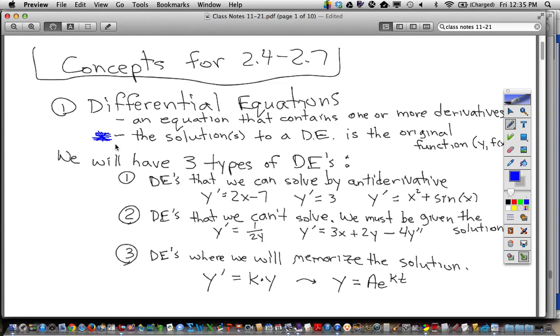Okay, if you want to get them, but the solution to a differential equation is the original function y equals f equals h equals p equals whatever, with no primes on it and only x's or t's or whatever the input variable is on the other side. A differential equation is any equation that contains one or more derivatives. It means y primes, f double primes, y double primes, h primes, p primes, whatever. Any equation that's got that in it is a differential equation.